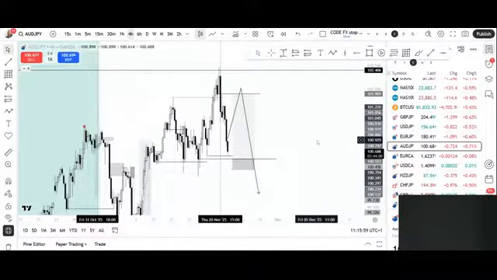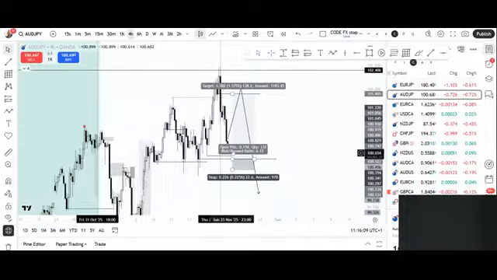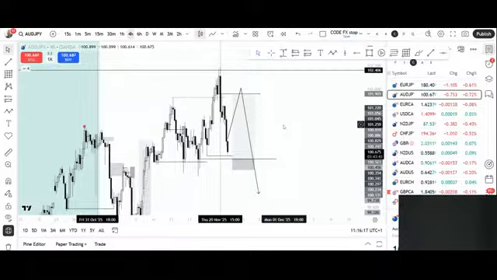Let's see how far we can drop, because I really want it to drop. We can drop and then pump. Of course, if we have a rejection and a close above this line, even without entering now, I can always enter later. I can always enter next week. I know where price is going to. So that's what we're looking at.